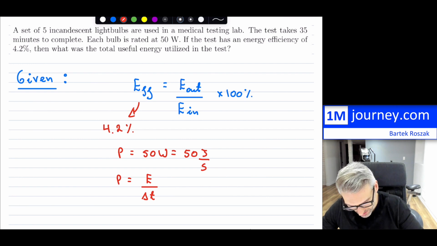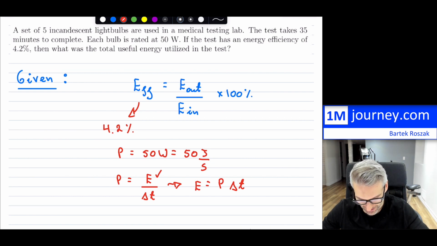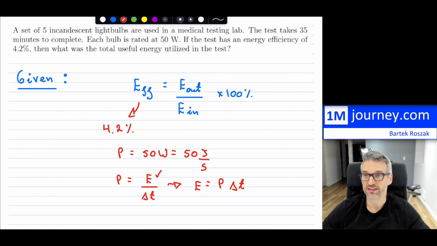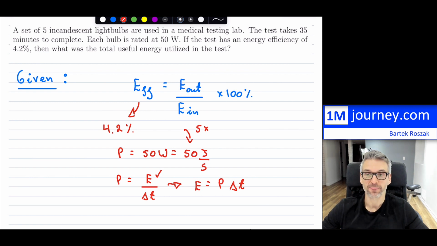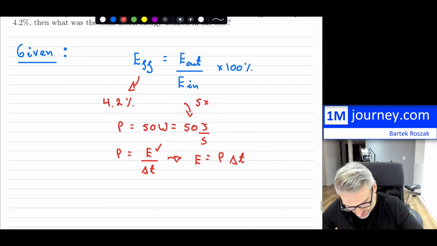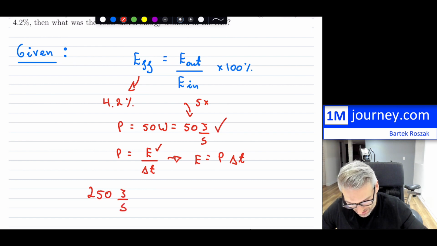Therefore, if you want the energy, it is just equal to the power multiplied by the change in time. So we can certainly do that. Now, we have 5 incandescent light bulbs. So this 50 joules per second is going to be multiplied by 5 because we have 5 of these. So this is going to be approximately 250 joules per second.